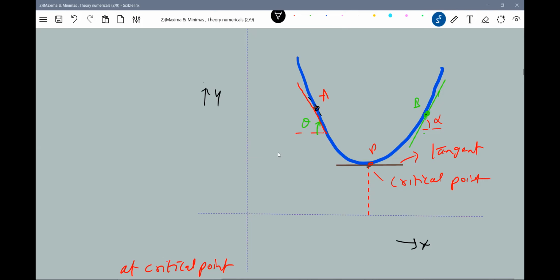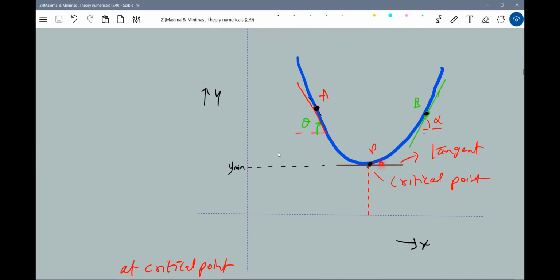What is our primary question? How to find out this minimum value? How to calculate this minimum value? That's what we are trying to search here. At one specific value of x, the minimum is occurring. So again, shall we use the same method, trial and error? No. So what is the basic observation?